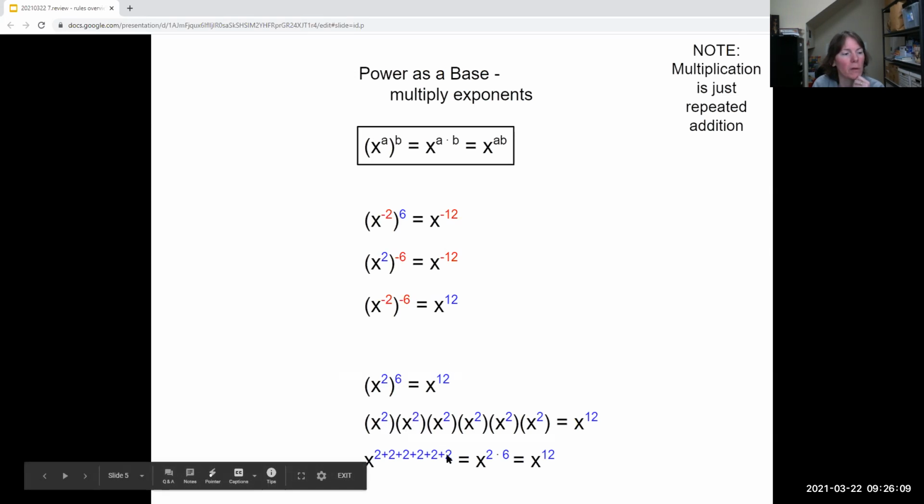And you could think about it one of these two ways. Right? You could say, well, x to the second times x to the second over and over and over again, 6 times. So 6 times 2 equals 12. Or you could add it up, and either way you come to the same place. Because repeated addition is the same as multiplication.